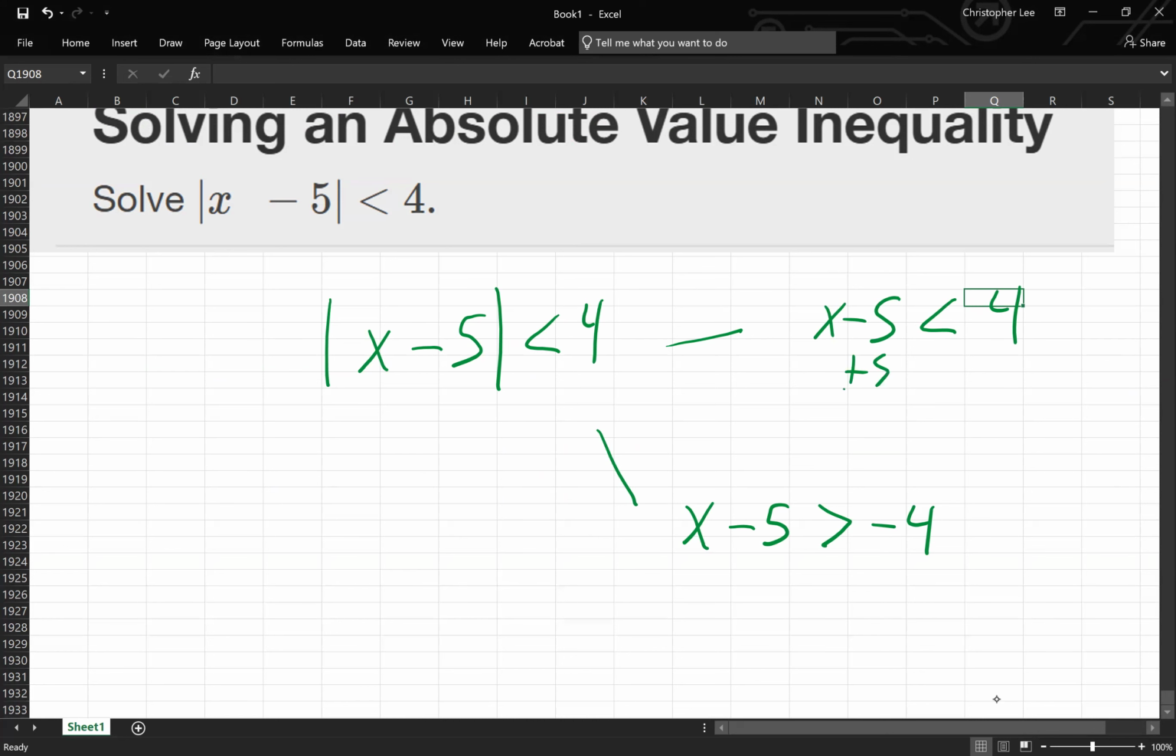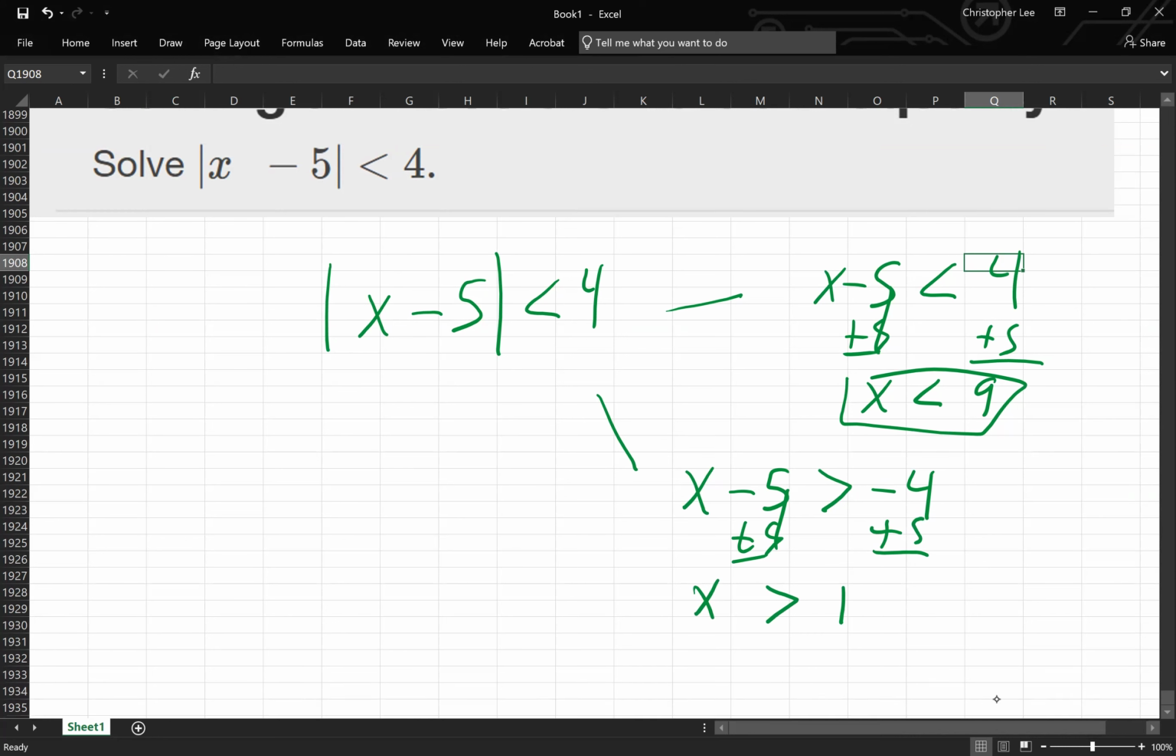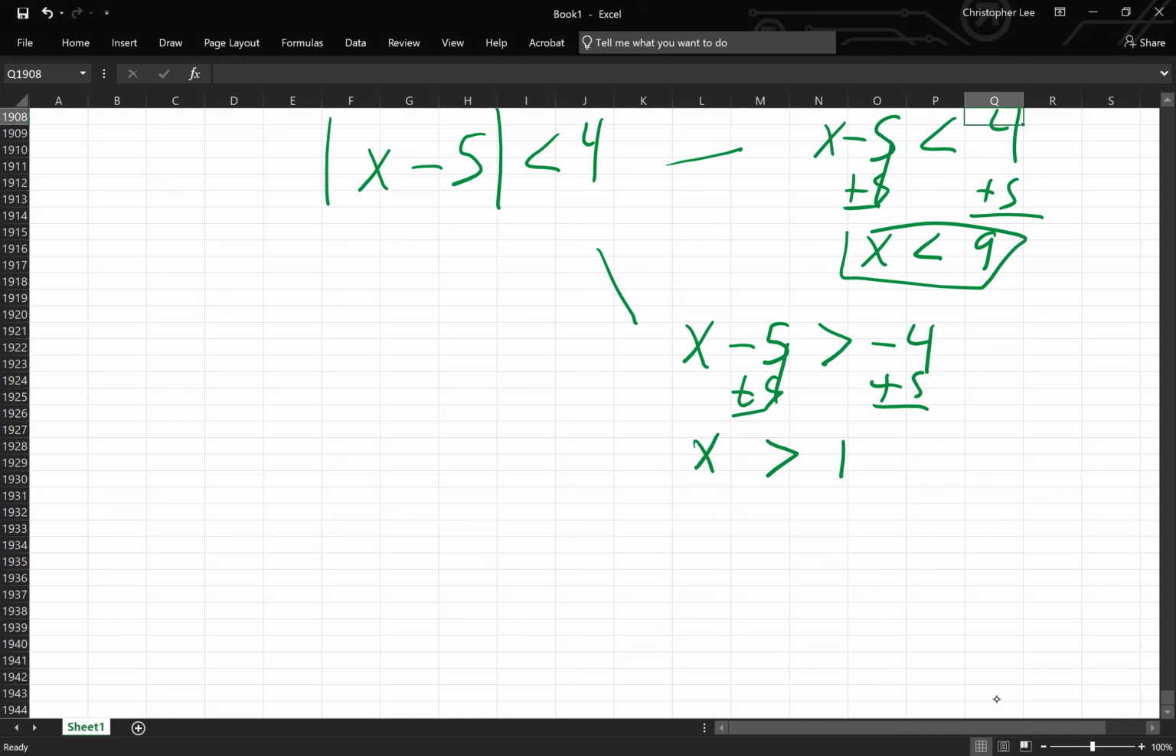I'm going to add 5 here and add 5 here. This is going to be x less than 9. Add 5 here and add 5 here. X is greater than 1. So we could say this is 1 less than x less than 9, for example. Or we could use set builder notation, from 1 to 9.